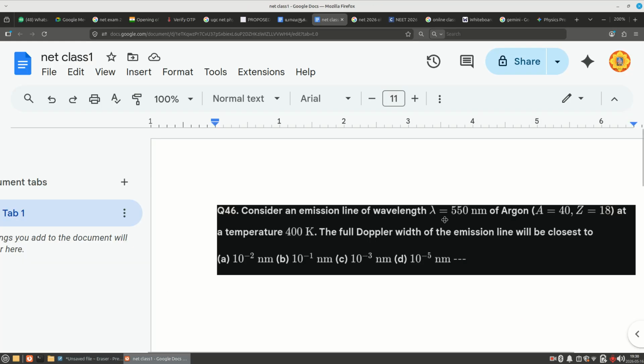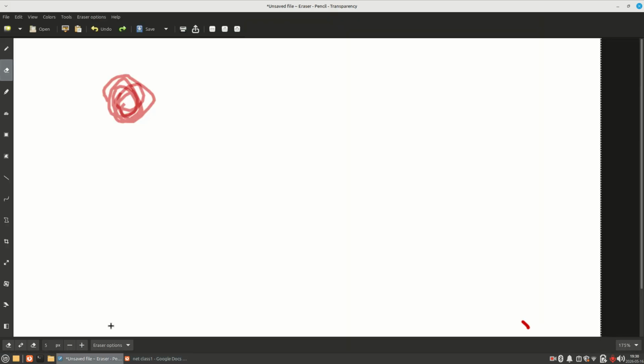For this, we have a mathematical formula for the full width at half maximum. For our particular problem, we have a formula which has the form of a Gaussian distribution. Let me come to our problem. We have an emission wavelength of 550 nanometer, argon gas, temperature at 400 Kelvin, and we have to find the full Doppler width of the emission line. We have to find the Doppler broadening, the full Doppler width.